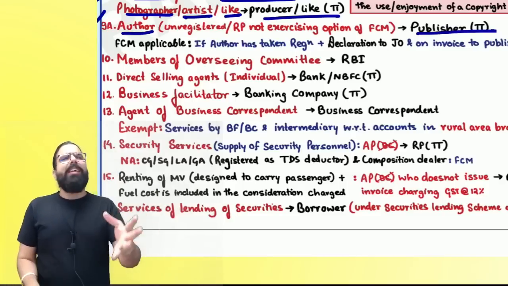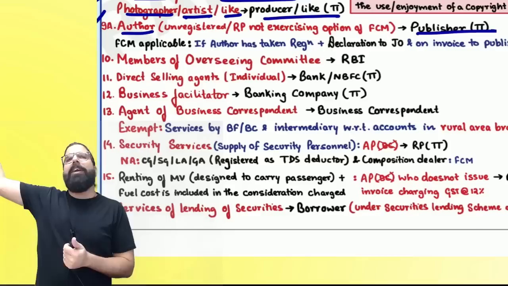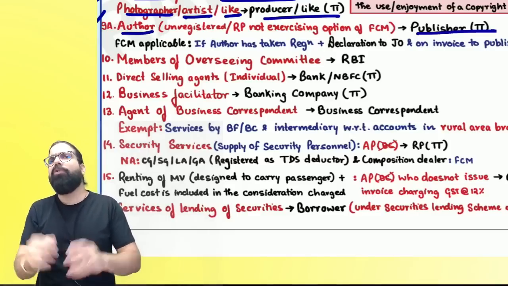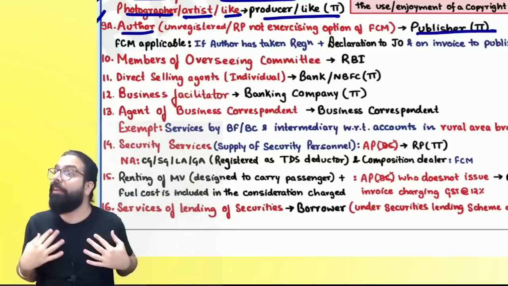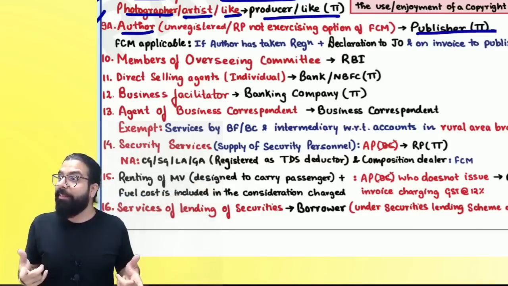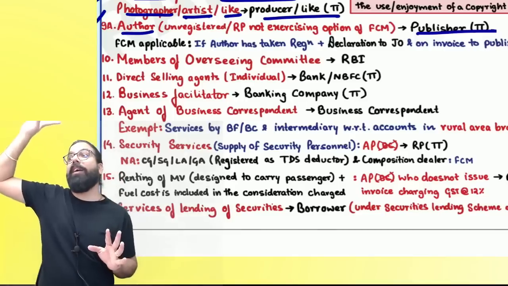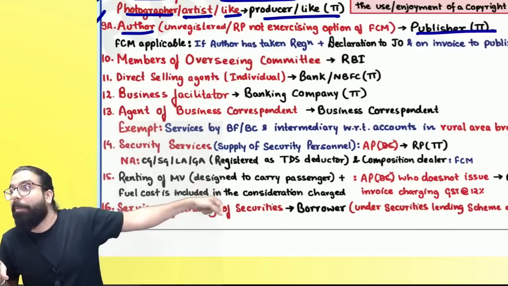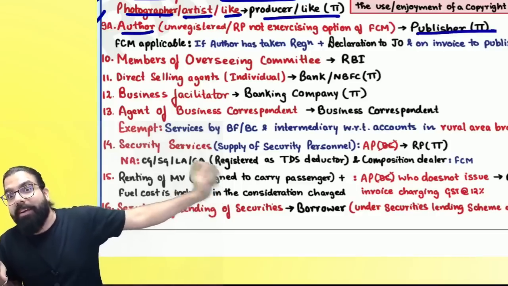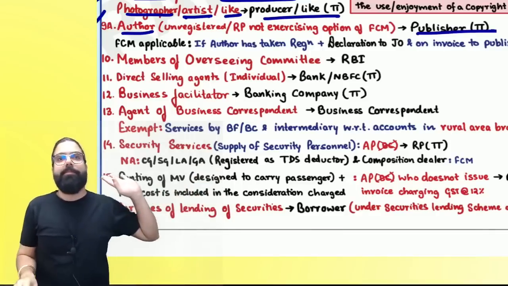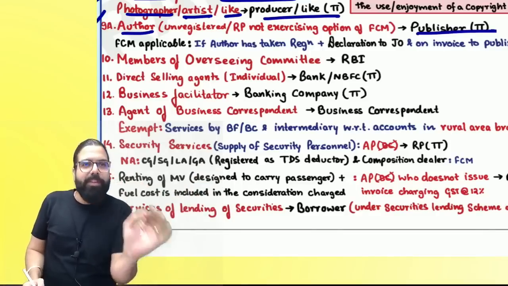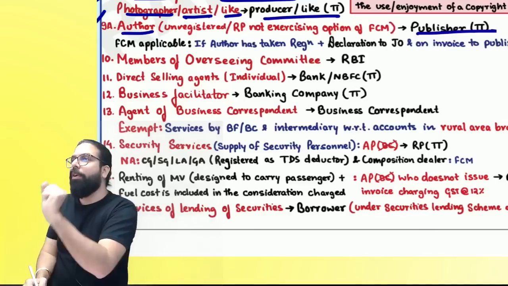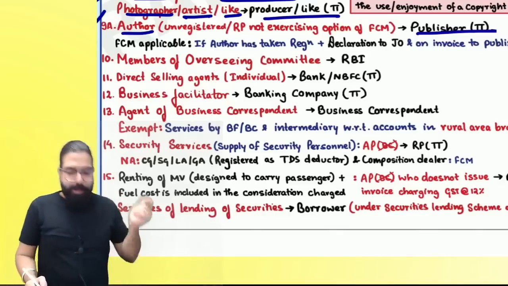Authors are given an option wherein the author can now opt for forward charge mechanism. Take registration, collect the GST from the publisher and pay it to the government. Are we clear, everyone? So if author is unregistered, publisher will pay. If author is registered, take registration, inform your jurisdictional officer that, sir, I will pay the GST under forward charge, and also inform your publisher in the invoice saying, sir, I am charging GST under forward charge, you don't pay. Baba, actual information to be given is different, but I am telling you only for understanding purpose. Are we clear, everyone? Can we go ahead?